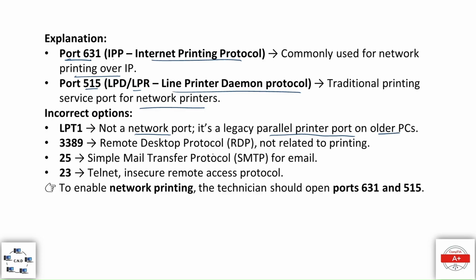3389 is Remote Desktop Protocol. So it is the RDP port, not related to printing. And 25 is Simple Mail Transfer Protocol, or SMTP, which is used for email, and 23 is used by Telnet, which is an insecure remote access protocol, and its secure version is SSH. So to enable network printing, the technician should open ports 631 and 515.